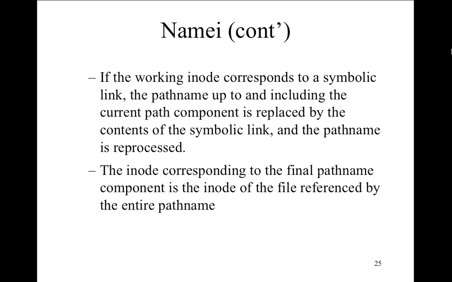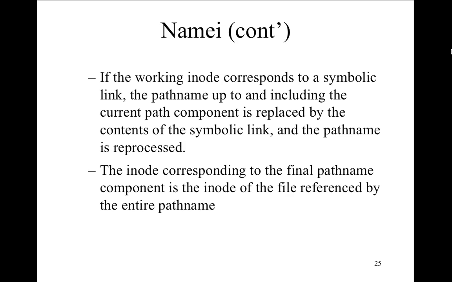So if the working directory corresponds to a symbolic link, then the path name up to and including the current path component is replaced by the contents of the symbolic link, and then the path name is reprocessed, I should say. So a symbolic link in nature is just a fake inode entry. It is actually stored differently because it's not a true link, and if you think of the concept, it's just a copy of a link.